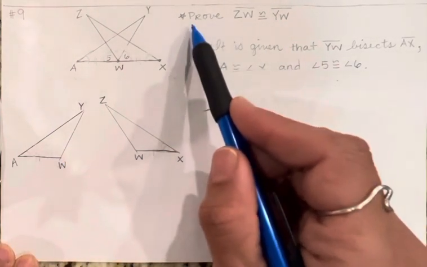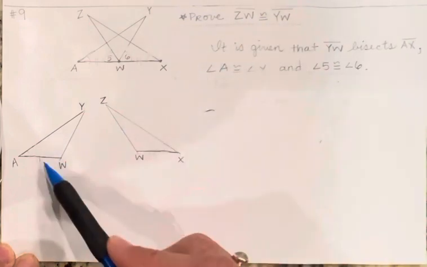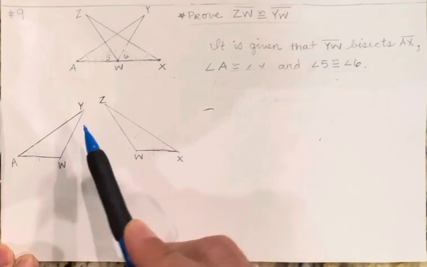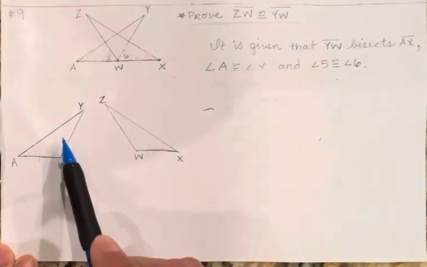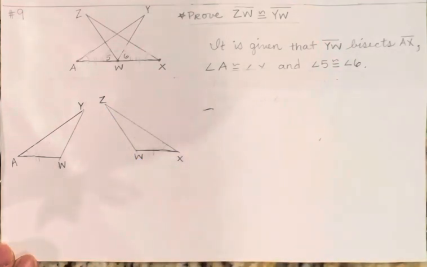And also notice we have to prove that parts of the triangle are congruent. So ZW congruent to YW. Well, if I first prove the triangles congruent, I can prove their corresponding parts congruent by CPCTC. So that's my goal here. Let's take a look at our given.